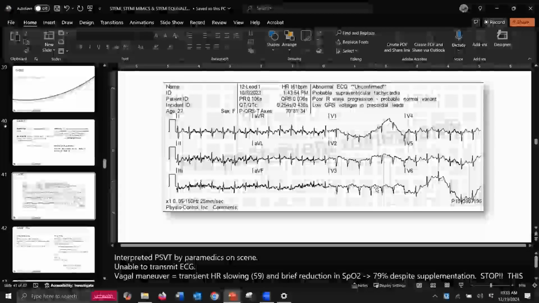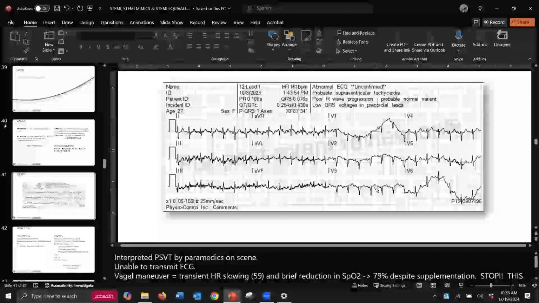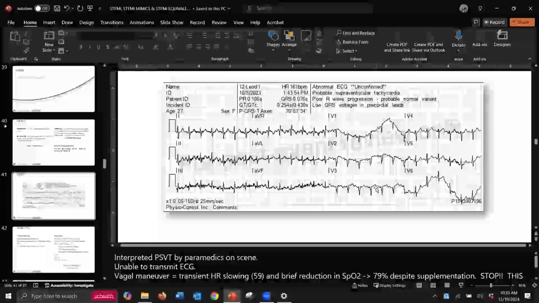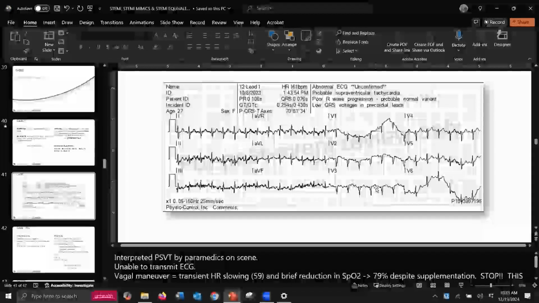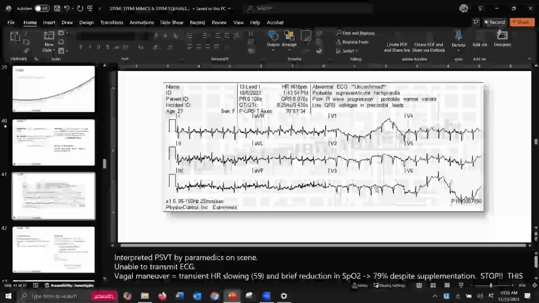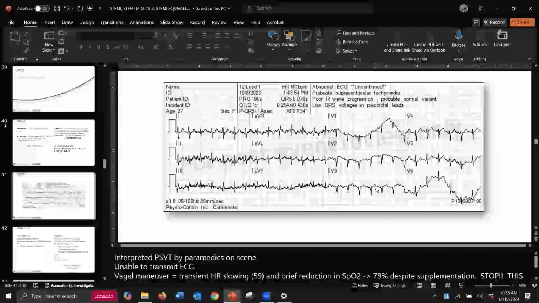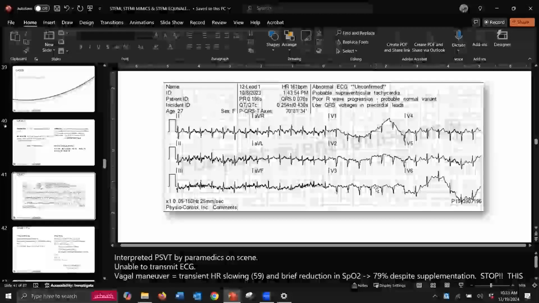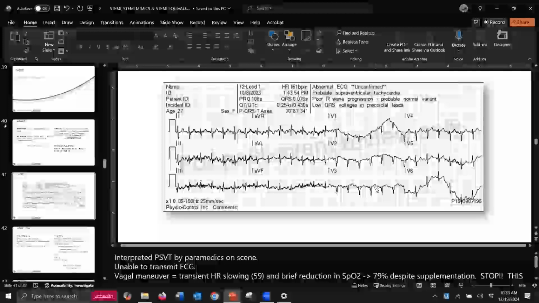So we see here it was interpreted as paroxysmal supraventricular tachycardia by paramedics on scene. They were unable to transmit it. Is this PSVT? Shake your head sideways. Coco sees P waves. I agree. It's not PSVT.